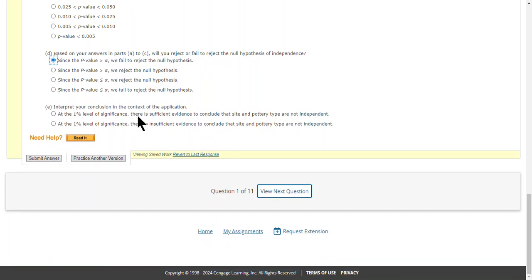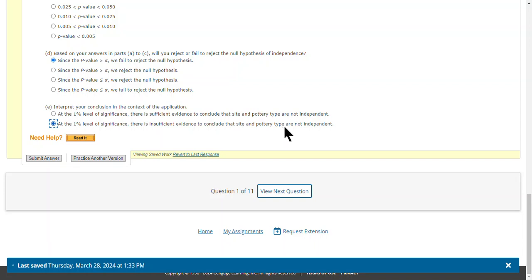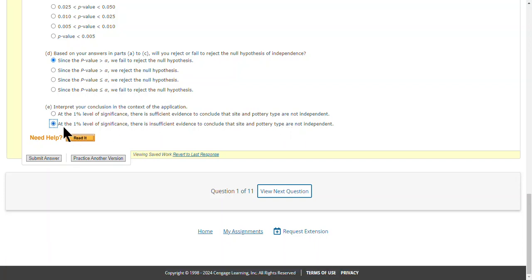So we interpret the conclusion. At the 1% level of significance, there is insufficient evidence to conclude the site and pottery type are not independent. I would really say something stronger than that. I would say at the 1% level of significance, we can make no conclusion about the independence or dependence of this pottery collection. Okay, so then I want to submit my answer and see how I did.